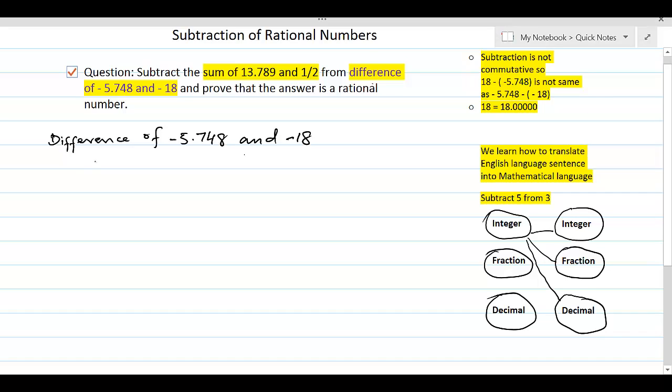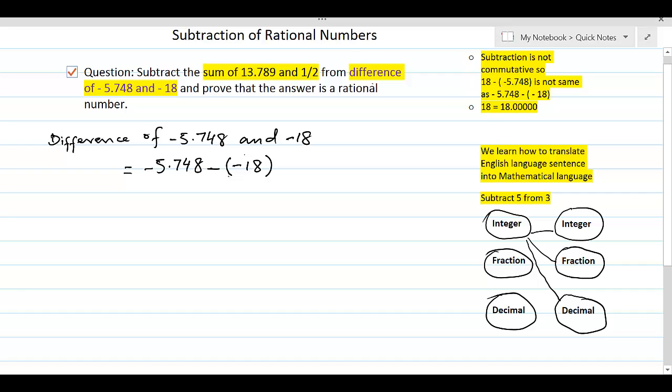Only the difference will replace the negative sign. So therefore we're going to write an equivalent statement, which would be minus 5.748 minus, this minus is for the word difference, and then whatever number we are going to subtract, that is minus 18. And here is an interesting situation.